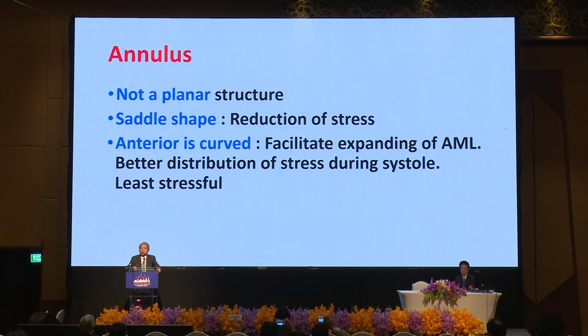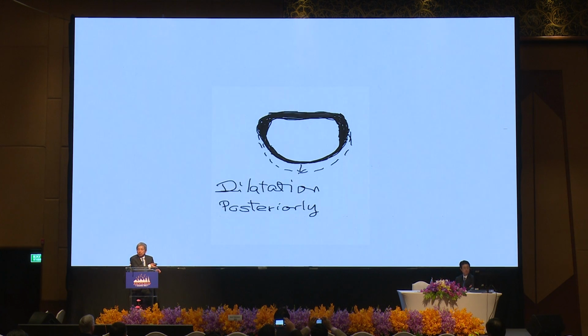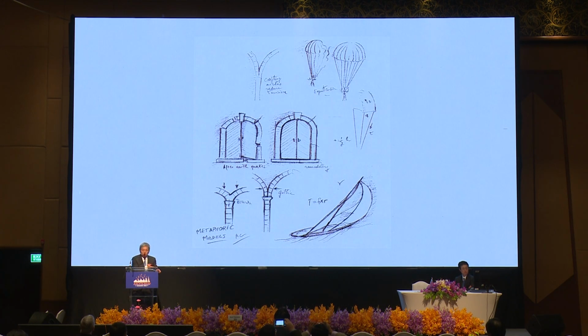And the annulus is not planar, it is saddle-shaped, and the anterior is curved. Curvature is important because it allows further movement and mobility of the anterior leaflet, which now we know is an important structure that can reduce and open the orifice better. And this dilatation occurs more on the posterior. And also, one thing we have to understand is that it's not just dilatation. In rheumatic disease, it can be deformed by several complex lesions of the rheumatic inflammatory response.